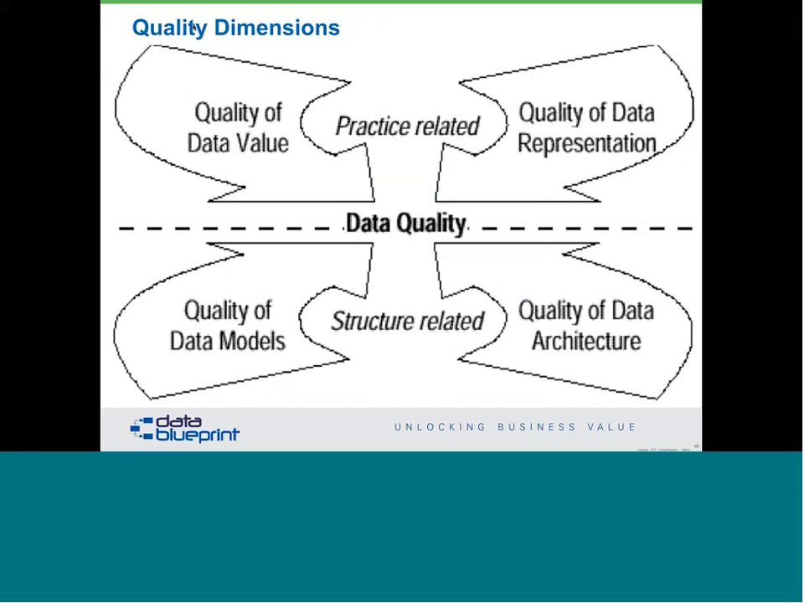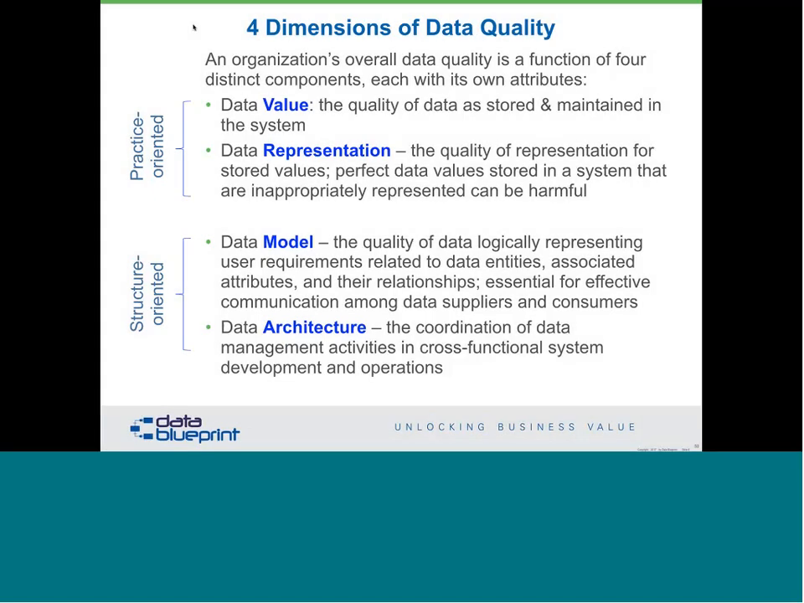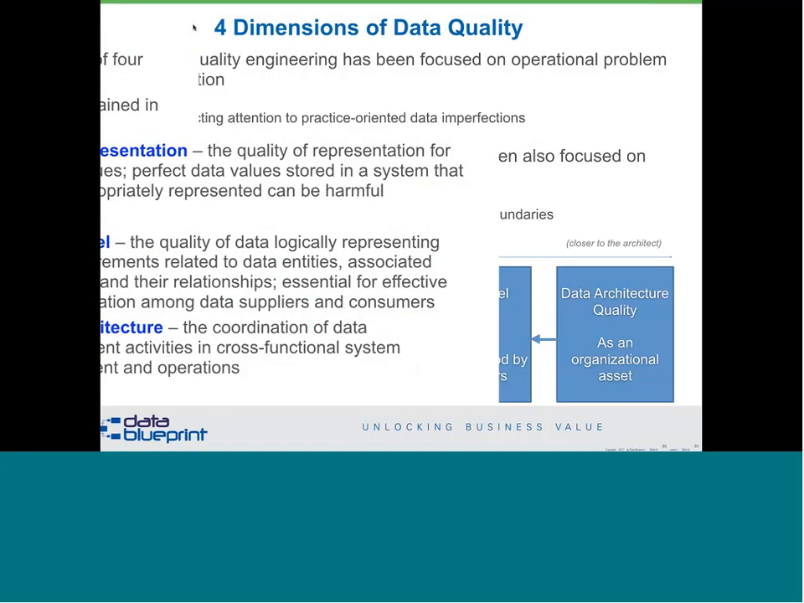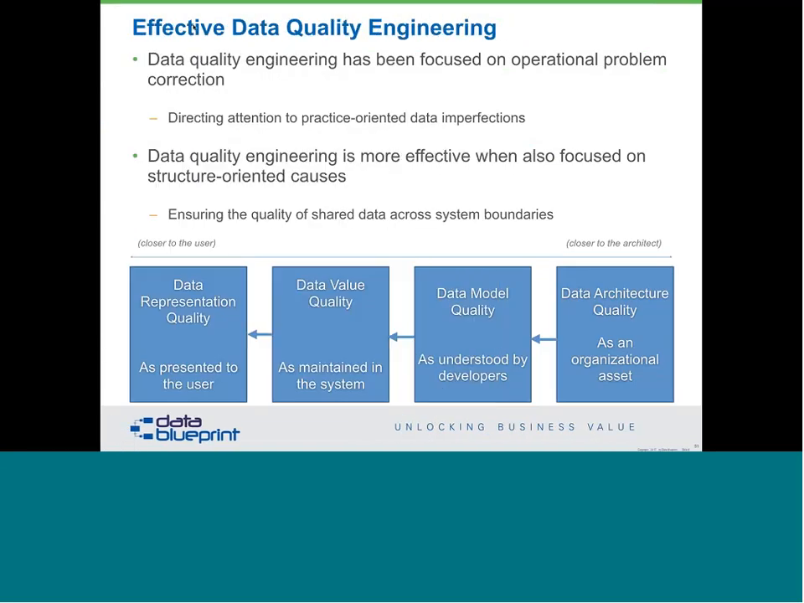So again, just very briefly, data quality depends on 4 dimensions. The quality of the data value, the representation of the data, those are practice-related dimensions, and the quality of the models and the quality of the architecture, those are structural dimensions. Again, practice-oriented value representation, structure-oriented model, and architecture in there. I'm going fast. These are reference slides for you.